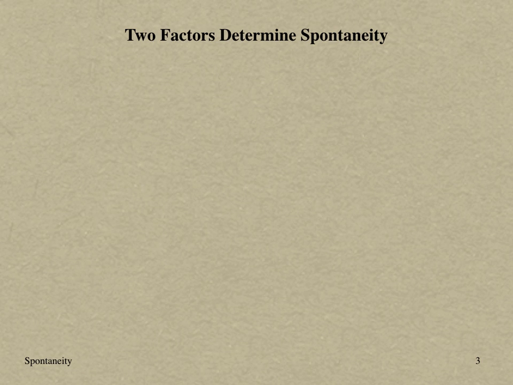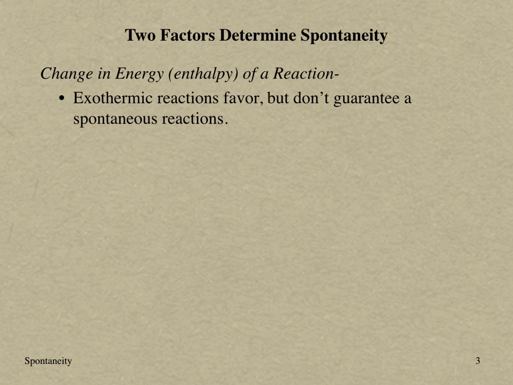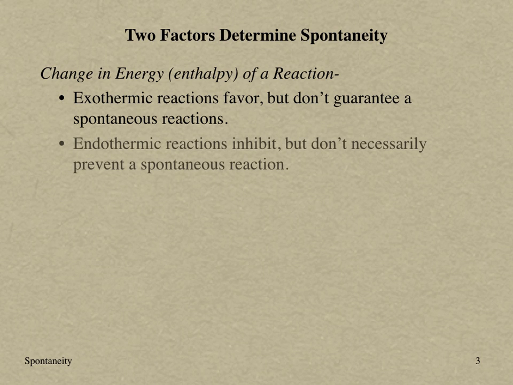It turns out that two factors determine if a reaction spontaneously converts reactants into products. The first involves the energy change, or enthalpy change, in a reaction. If a reaction is exothermic, in other words, gives off energy, then this energy change favors, but does not guarantee, a spontaneous reaction. If a reaction is endothermic, or absorbs energy, then this energy change inhibits a spontaneous reaction.